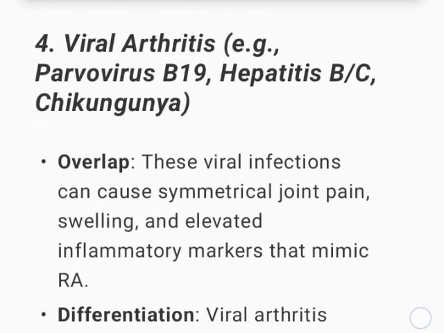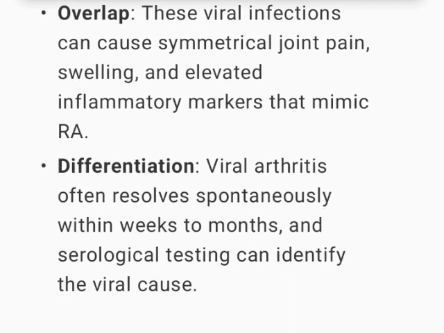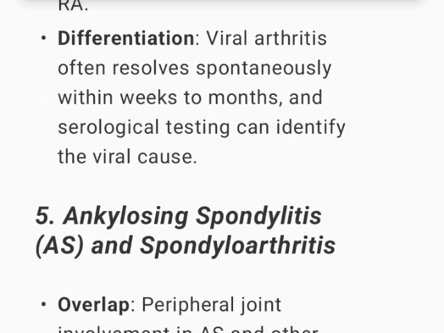4. Viral arthritis, e.g., parvovirus B19, hepatitis B, C, chikungunya. Overlap. These viral infections can cause symmetrical joint pain, swelling, and elevated inflammatory markers that mimic RA. Differentiation. Viral arthritis often resolves spontaneously within weeks to months, and serological testing can identify the viral cause.